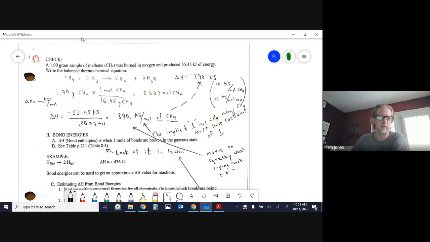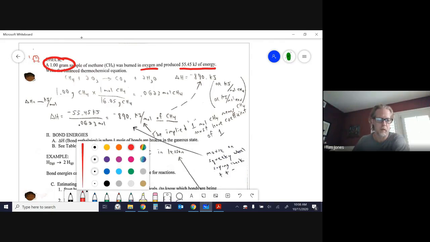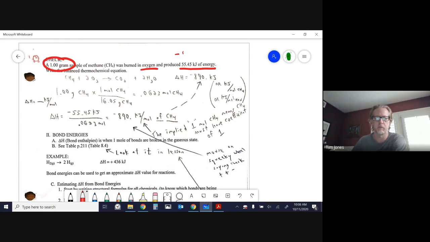This gives us a certain amount of a chemical. So 1 gram of methane. It's burned in oxygen, which is usual, and it produces this much energy. Now, when you see produces this much energy, please keep in mind another way of saying producing would be just to say negative 55.45 kilojoules.